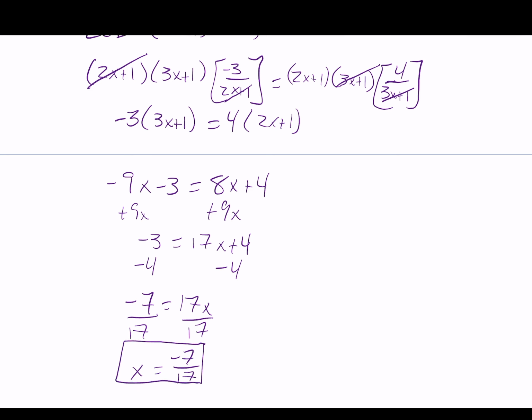Now it would be wise to go back and check. And so that is my challenge to you, to go back and check to make sure that negative 7 over 17 is a solution for this equation. That concludes our discussion of rational expressions and equations.